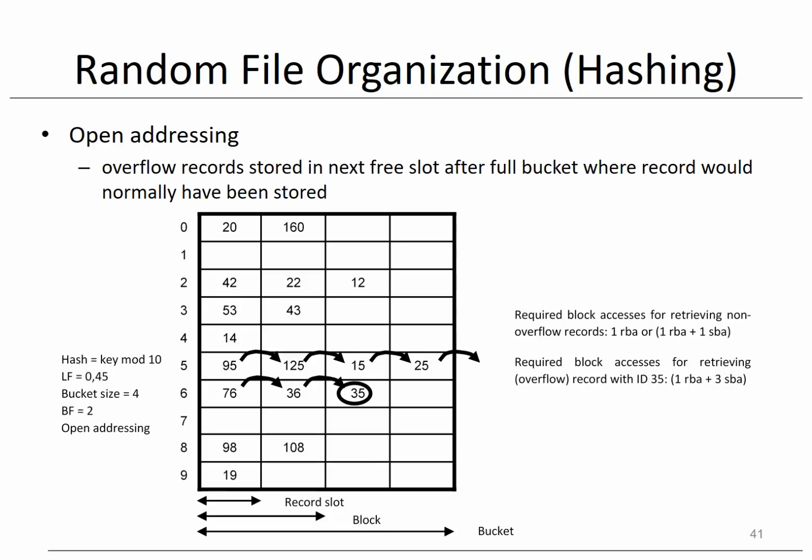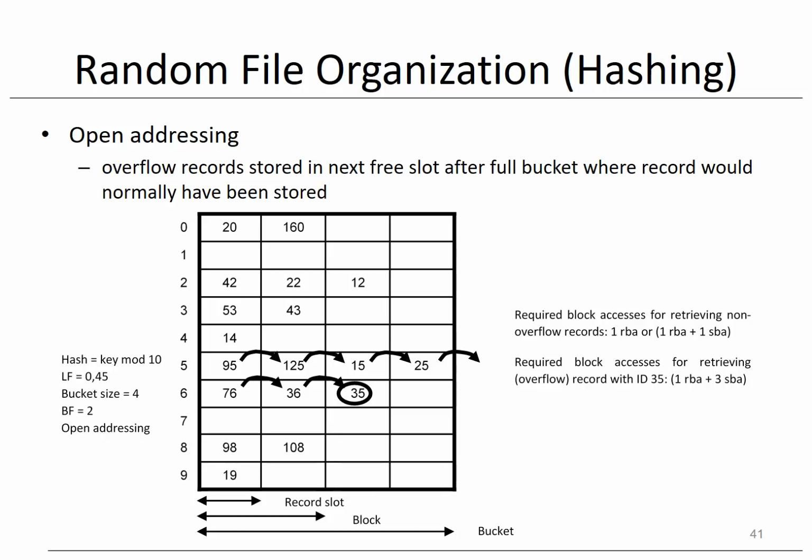This figure illustrates how the combination of an inadequate transformation and inappropriate overflow handling may have a negative effect on retrieval performance. The simplified file contains 18 records with numeric keys 12, 14, 15, 19, etc. There are 10 buckets with a bucket size of 4. The blocking factor is 2 and each bucket spans 2 physical blocks. Suppose we use open addressing as a simple overflow handling technique.